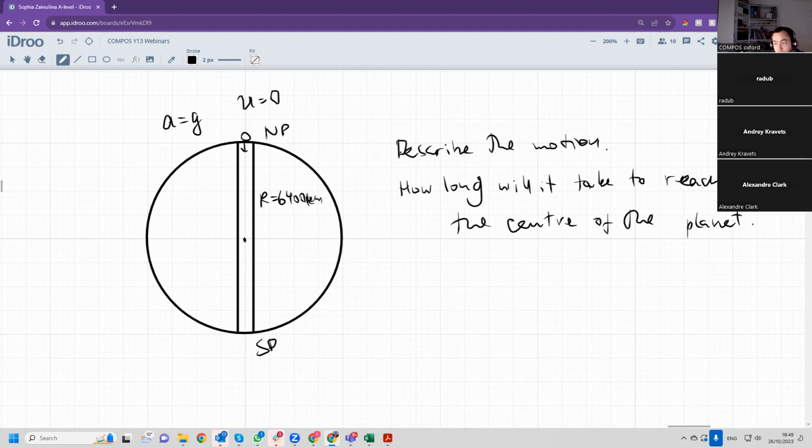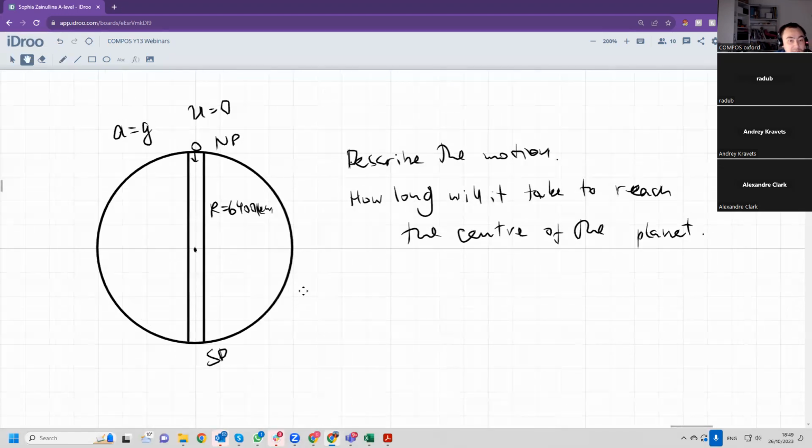Well, the correct answer is no. Can somebody explain why? The force will vary. The force and hence the acceleration will vary. You can use SUVAT only if the acceleration is constant. Here the acceleration is not constant, therefore you can't use SUVAT.